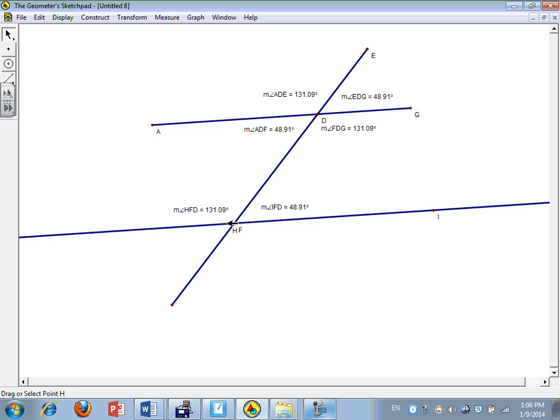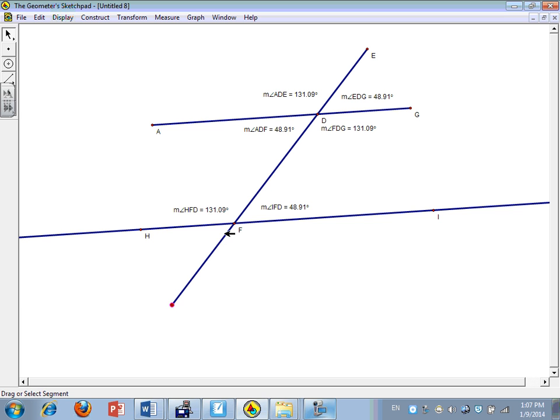Was that alternate interior angle the same? I think so. Oh, and I noticed this angle and this angle are the same. Well, those are called corresponding angles. So alternate interior angles are the same, corresponding angles are the same, and these opposite angles are the same. So if it's opposite and then alternate interior, it makes their corresponding angles the same. That's only true in parallel lines.